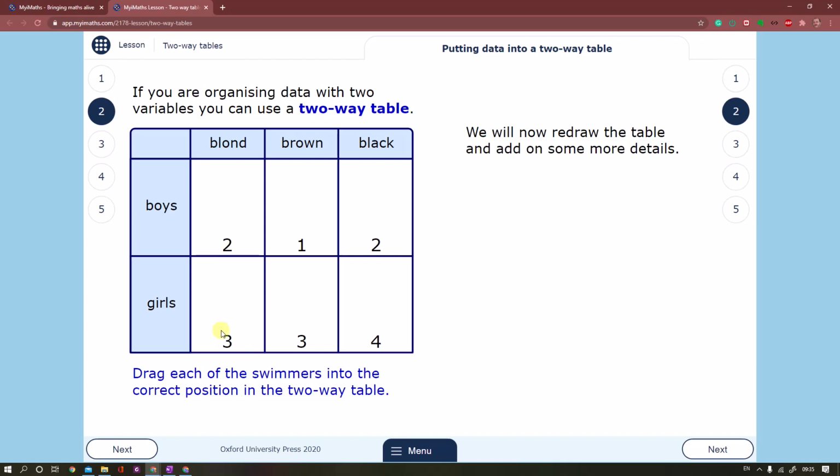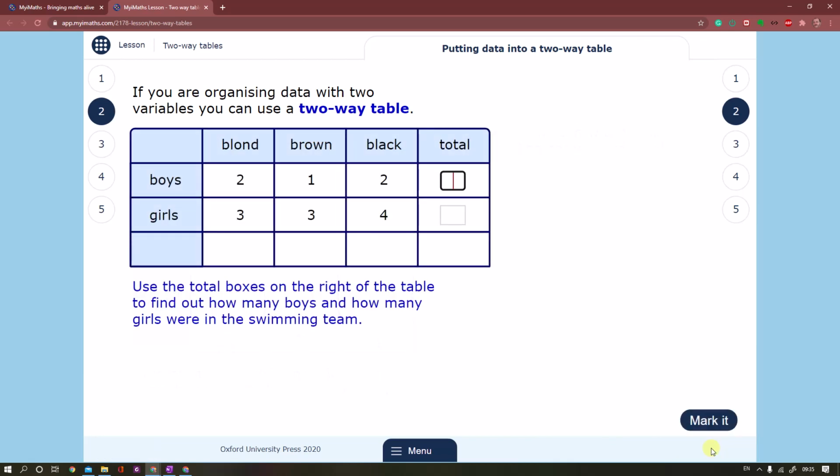We'll now add a little bit more information because we have the totals. So this total is the total of the line, which is 2, 1 and 2, which is 5. That means if I look at the boys, I've got 5 boys. When I look at the total for the girls, it is 3, 3 and 4, which is 10. So we've now worked out that there are 5 boys, 10 girls.